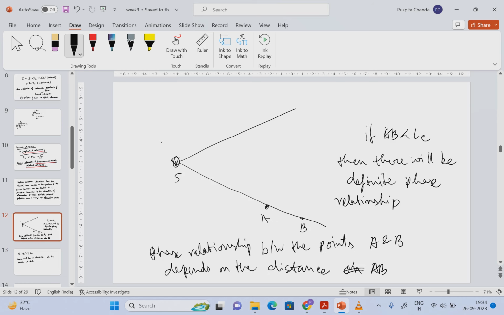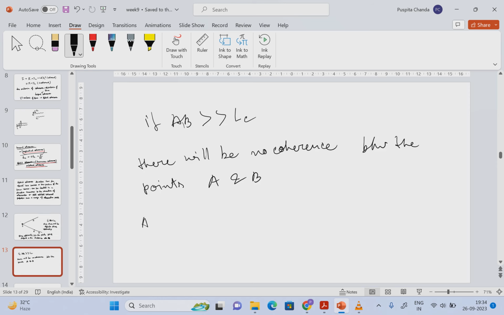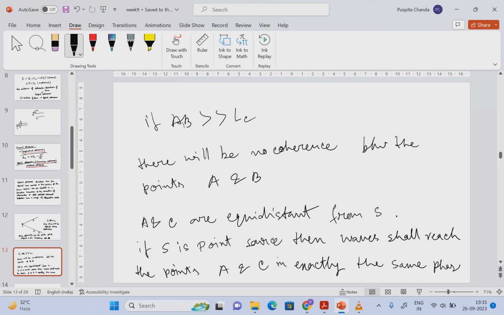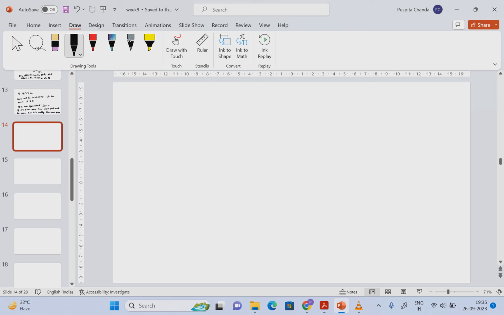Now, there is another point C, where A and C are equidistant from S. And if S is a point source, then waves shall reach the points A and C in exactly the same phase.